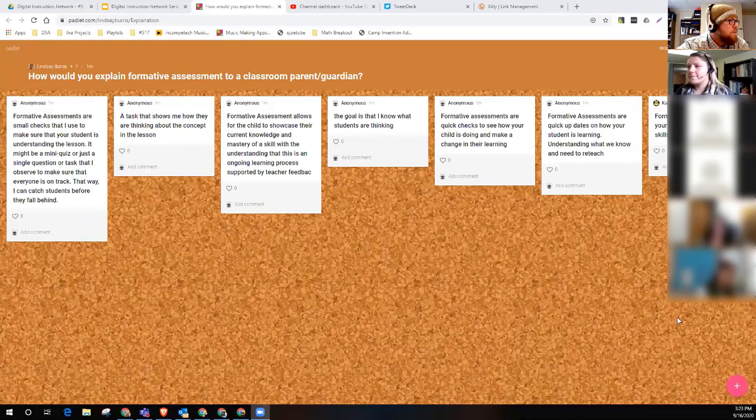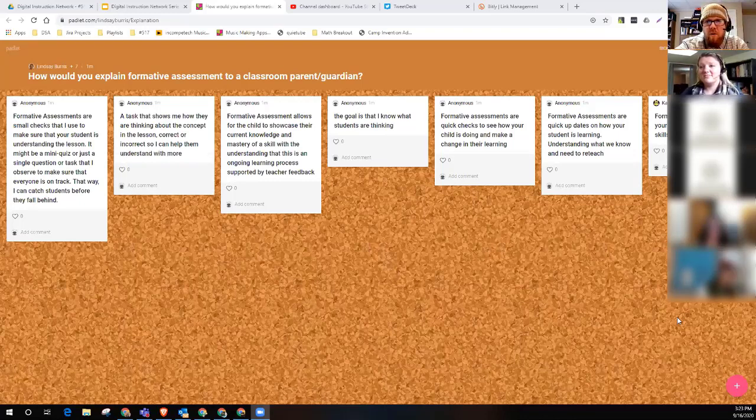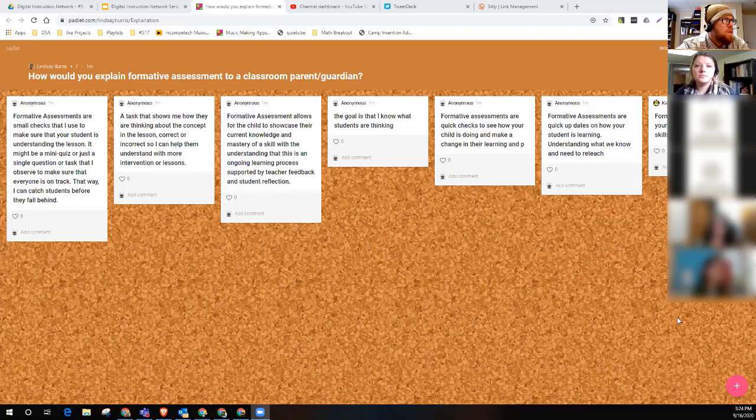Are the small checks I use to make sure that your student is understanding the lesson? It might be a mini quiz or just a single question or task that I observe to make sure that everyone is on track. That way I can catch students before they fall behind. There's a what, there's a why, and there's a how. I like that. To understand that this is an ongoing learning process supported by teacher feedback and student reflection. Ooh, I like the word reflection.